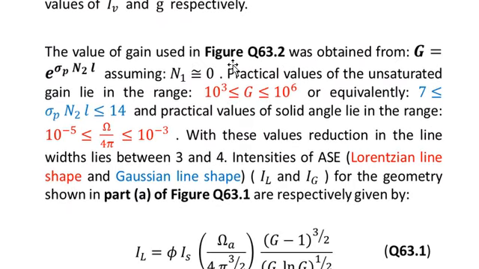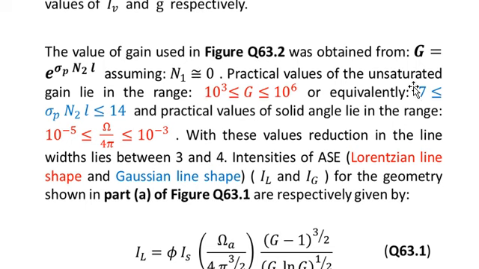The value of the gain used in figure 63.2 was obtained from the function capital G is equal to e to the power sigma p multiplied by n2 multiplied by L, where sigma p is the peak value of the absorption coefficient, n2 is the population of level 2, L is the length of the cavity. In principle, we have in this expression n2 minus n1 instead of n2 alone, but n1 is approximately equal to 0. So we are using the gain capital G is equal to e to the power sigma p into n2 into L, assuming that n1 is approximately equal to 0.